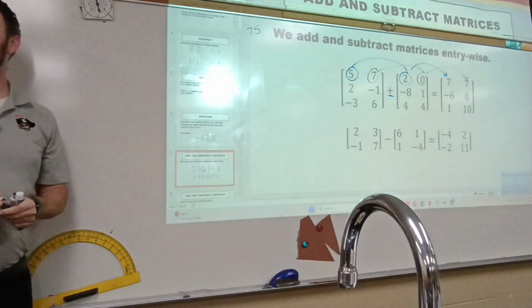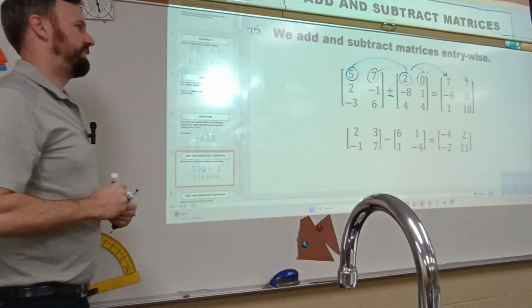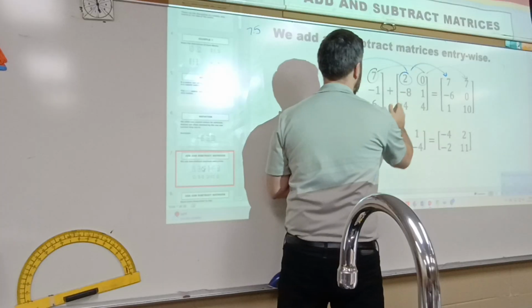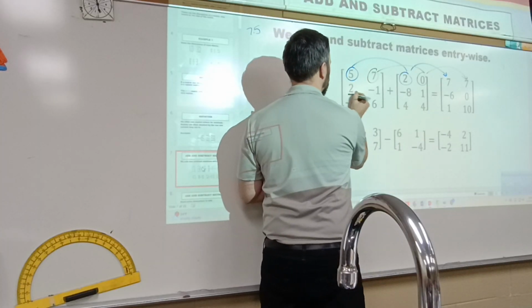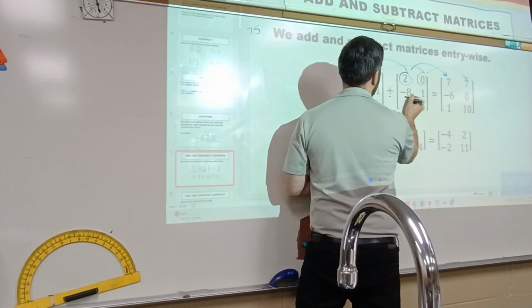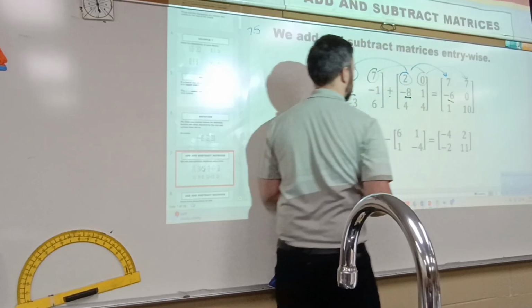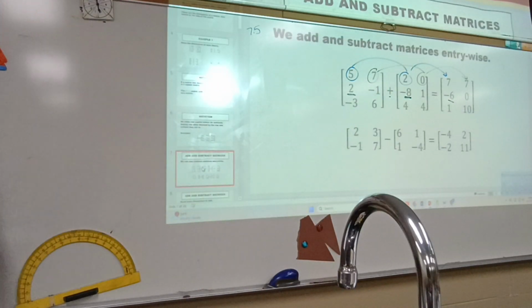You guys see that pattern? I like this one because it actually makes sense. It's straightforward. 2 plus -8 is -6. Okay? You guys want me to go talk about that more, or do you think you're okay?